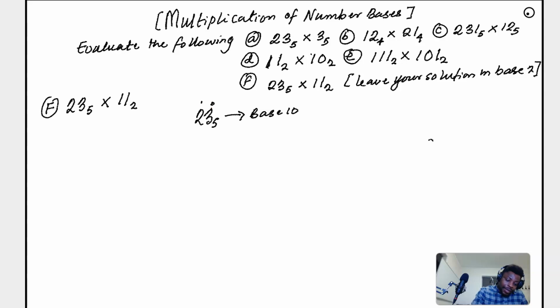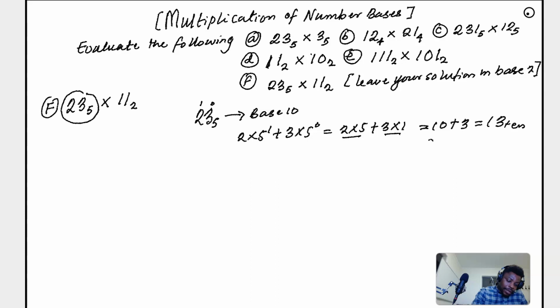And this is done by successive multiplication. So 2 times 5 raised to 1 plus 3 times 5 raised to 0. So this is 2 times 5 plus 3 times 1. Okay, so 2 times 5 is 10, and 3 times 1 is 3. So this is 13 in base 10. So we've converted this to base 10. Now let's convert this now to base 10.